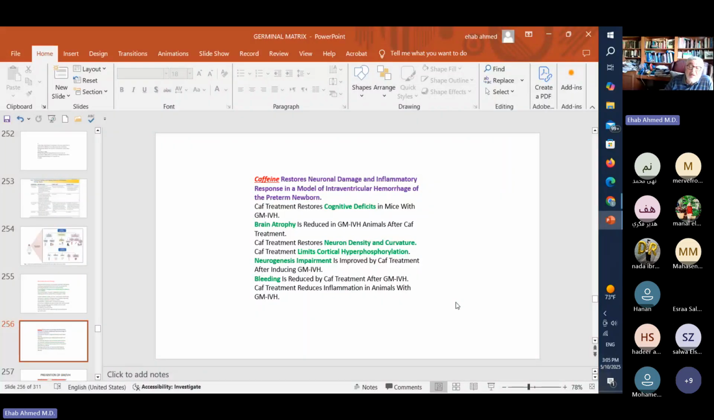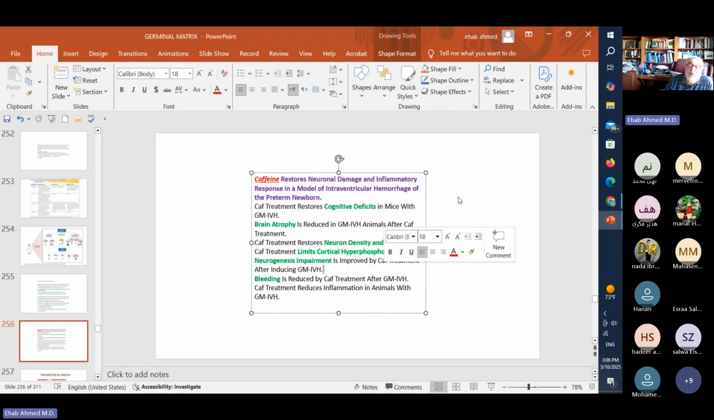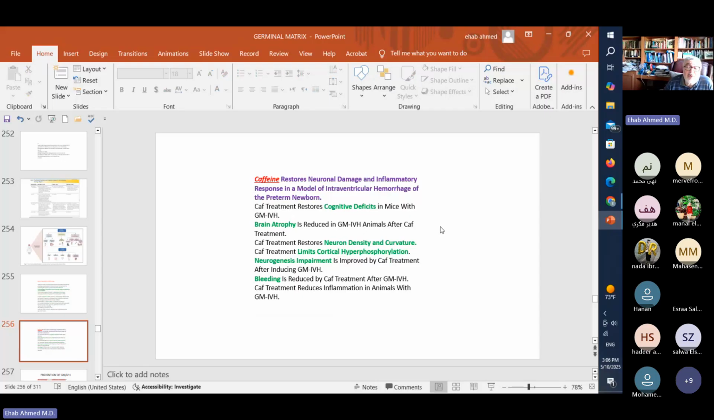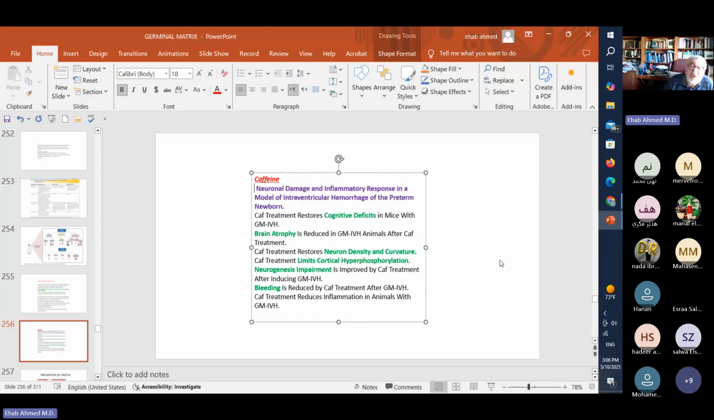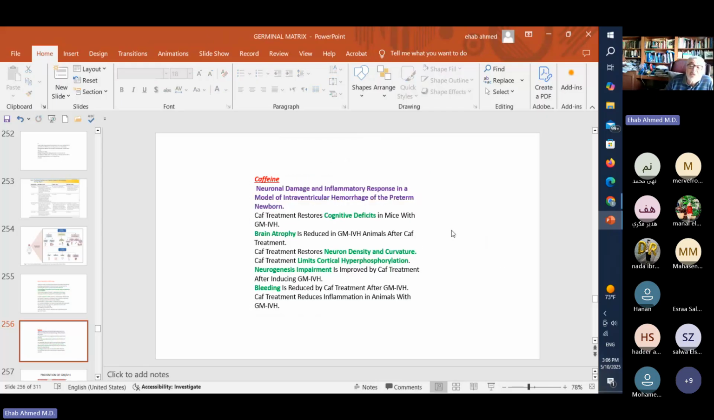So my suggestion is that, Dr. Amar, for any preterm baby, you have to start caffeine from the get-go, from day 1. And it's a very safe drug. And it stays in the system for hours, days. So start caffeine for any preterm baby less than 32 weeks.